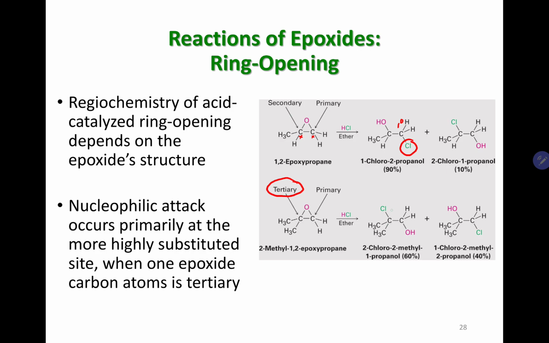It will mostly go into the tertiary carbon, mainly because tertiary carbocations are more stable. So when the ring breaks, it breaks in order to obtain a tertiary carbocation. So keep these two examples in mind. If you don't have a tertiary carbon, usually the nucleophile will attack the less crowded carbon, but if you have a tertiary carbon, the ring will break in order to obtain a tertiary carbocation.